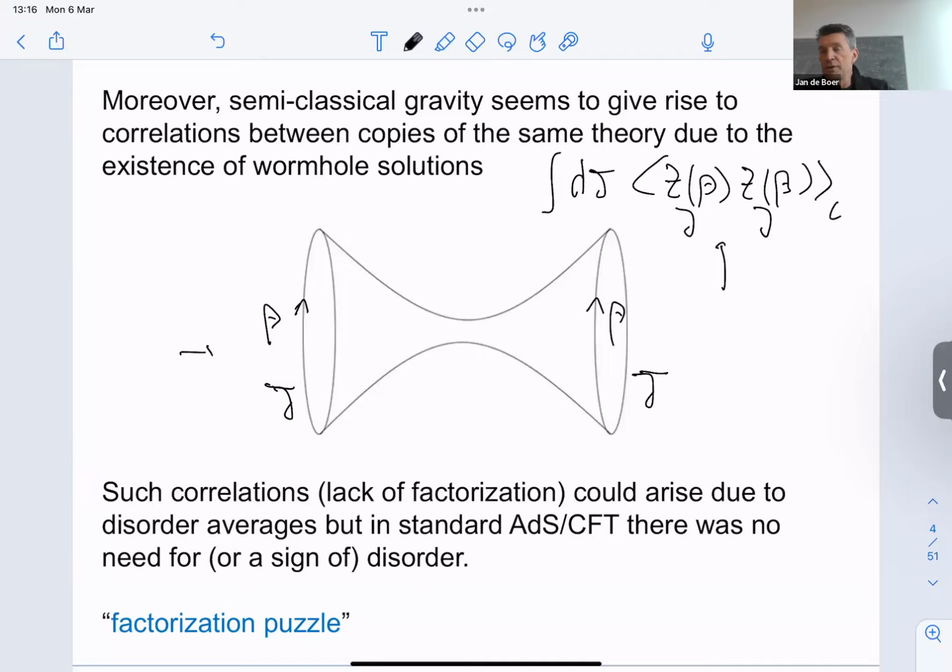In a Euclidean computation, you just compute a partition function. And if what you're computing is a partition function, there's no way to create correlations between copies of the theory because you're not doing anything with the state. You could imagine maybe more complicated hybrid Lorentzian-Euclidean computations where you would introduce some sort of entanglement, but I'm talking here about purely 100% Euclidean computations. And then there's no way to introduce anything like entanglement between the theories. You're just computing partition functions.